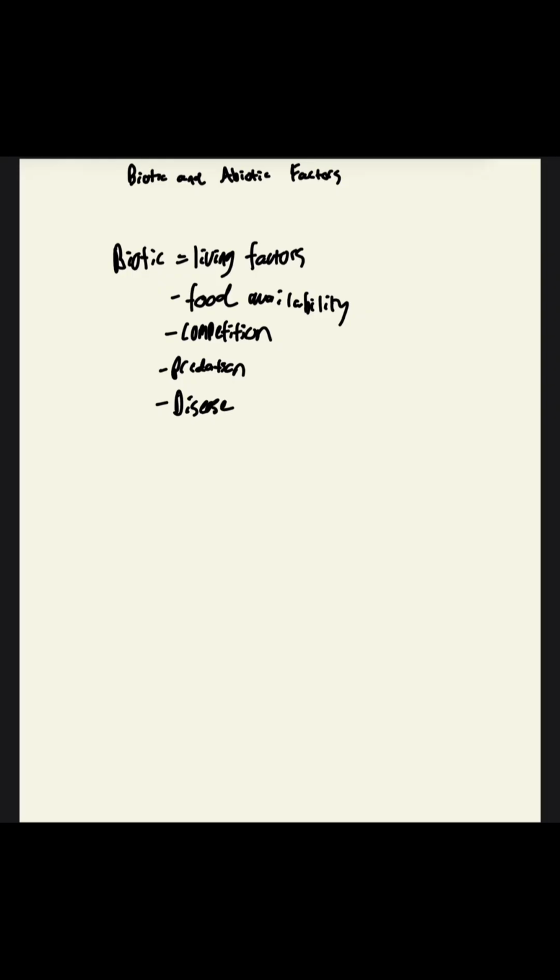Okay, now let's look at abiotic factors. Abiotic is opposite to biotic. It is non-living factors. The first one we're going to look at is space and shelter. Physical space limits population density. Shelter availability influences where species can survive, breed, and avoid predation. Species requiring specific shelter types are restricted to areas where those structures exist.